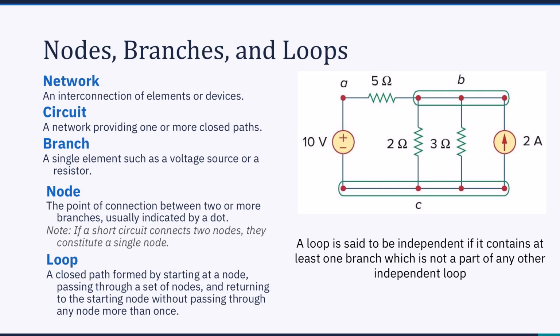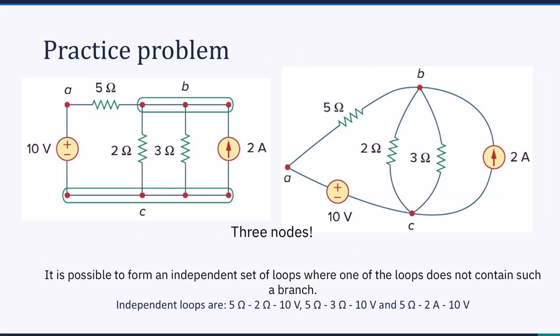Now there is one more concept, an independent loop. A loop is said to be independent if it contains at least one branch that does not belong to any other independent loop. Let's look at this circuit on the left. Your task is to identify the number of nodes, branches, and loops. Look carefully at the circuit. How many nodes are there?